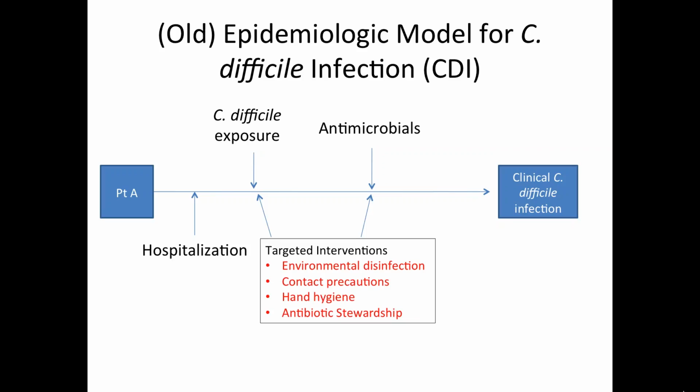And so at this point in time, the thought was really that patients were getting C. diff while they were in the hospital, at least getting exposed to it. So that is where infection prevention and control or infection control measures were predominated as far as plans for control, and those things include environmental disinfection, contact precautions, hand hygiene, and of course, because of the issue with antimicrobials, antibiotic stewardship.